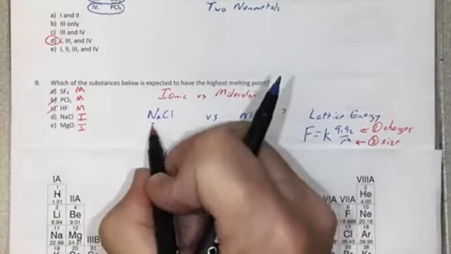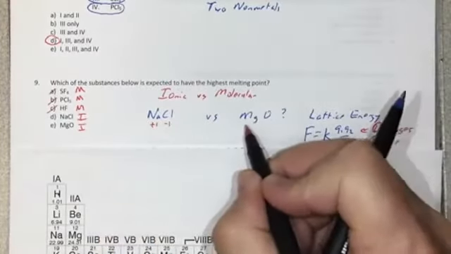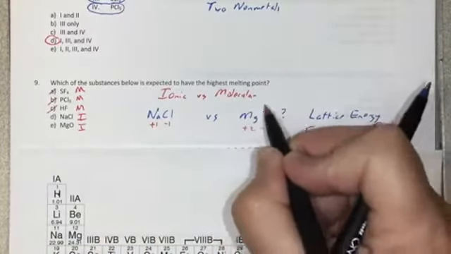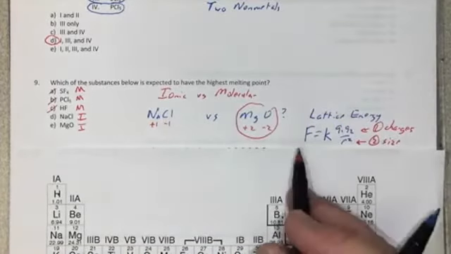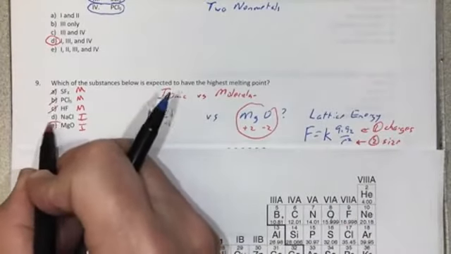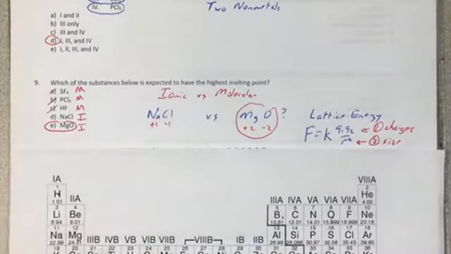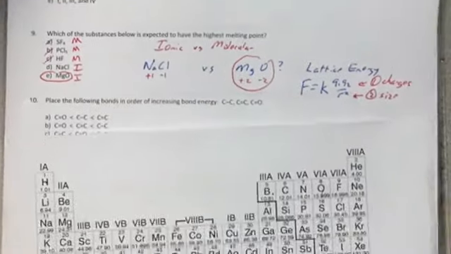Charge is more important than size. Sodium chloride is plus 1, minus 1. Magnesium oxide is plus 2, minus 2. Magnesium oxide has the highest melting point because it has the greatest lattice energy. So the correct answer to number 9 is choice E.